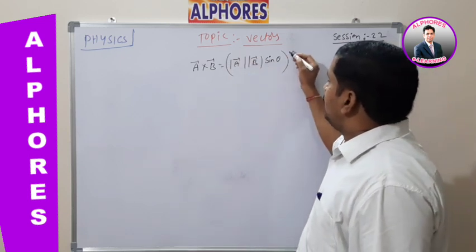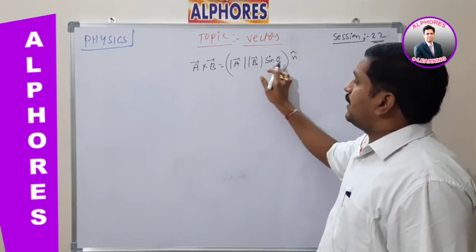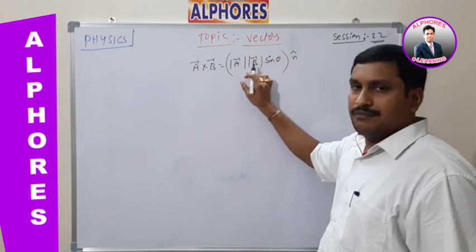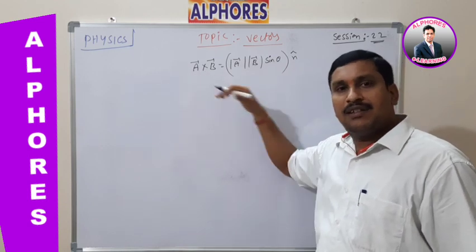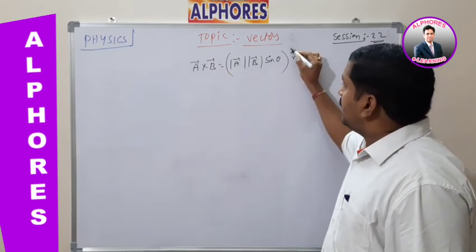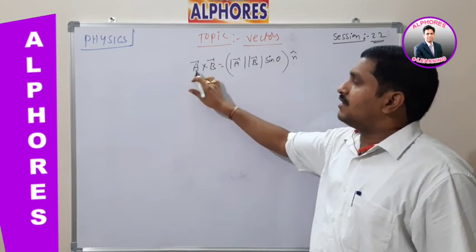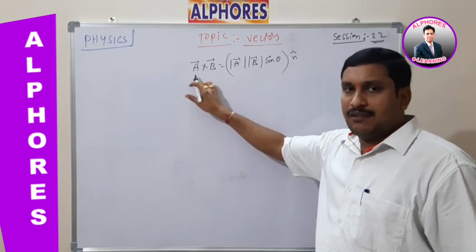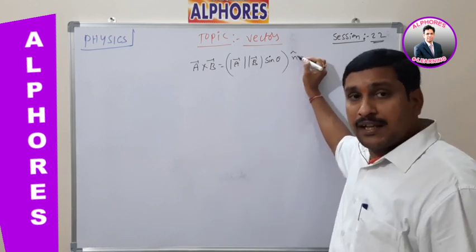So what is this value here? Why am I taking n cap here? The product of these magnitudes and sine theta is a scalar. But we already know, as per the concept of the cross product of two vectors, it always gives a vector. That's why here I am taking n cap. n cap is the unit vector which is perpendicular to the plane containing the two vectors.